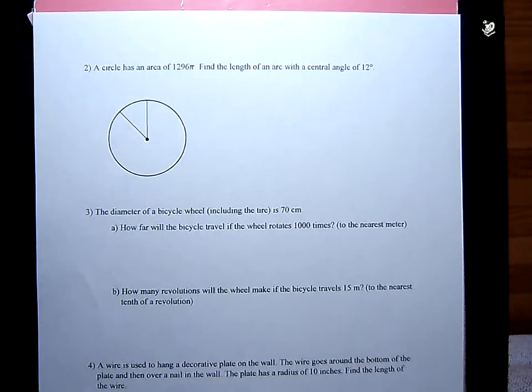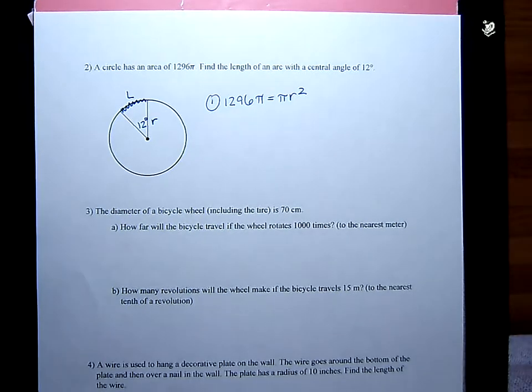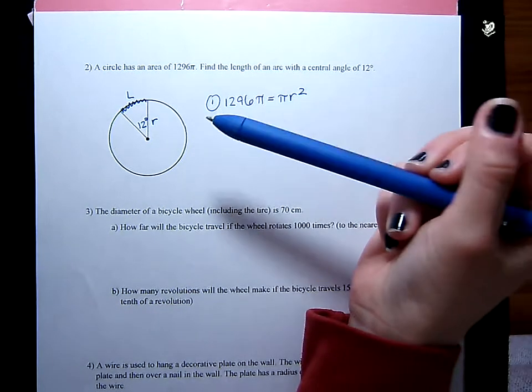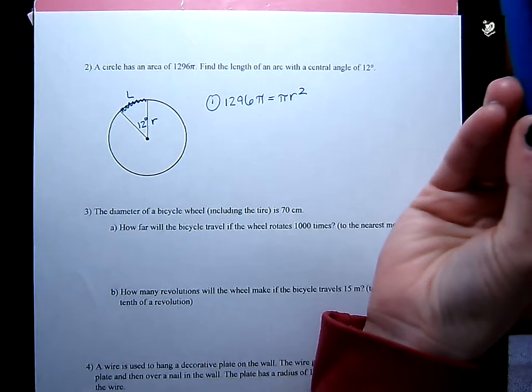Okay, number 2. A circle has an area of 1,296 pi. See if you can find the length of an arc with a central angle of 12. So I just put the circle there in case the visual helped you. We're trying to find arc length. We know that the central angle is 12 degrees.